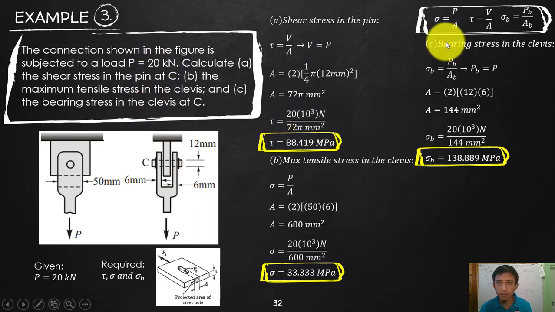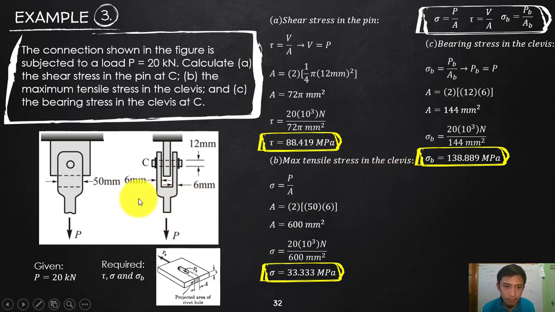Solving for the shearing stress, multiply this kilonewton, which is 20, times 10 raised to 3, so that will be Newton, divided by the area, that is the area of the two cross sections that will fail. Then your shearing stress is 88.419 megapascal. That is the shear stress on the pin. Now let's proceed to B, that is the maximum tensile stress.